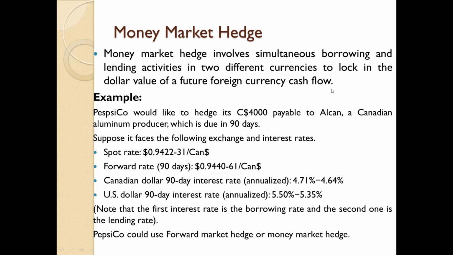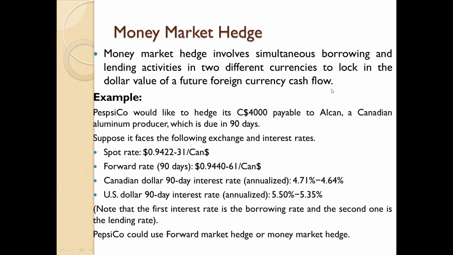Right? What do we do in a money market hedge? In a money market hedge, we borrow in one currency, convert it to another currency, and invest it. Right? When the investment maturity period is over, we convert that investment money again into the domestic currency and set off the borrowing. That is what we call a money market hedge.